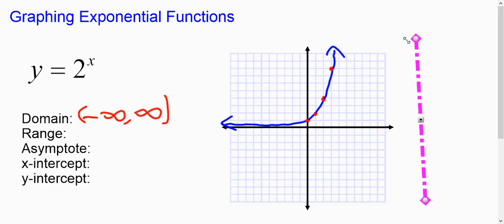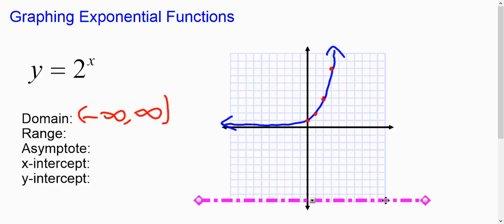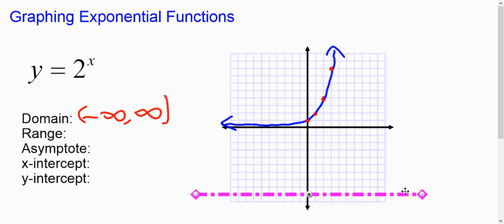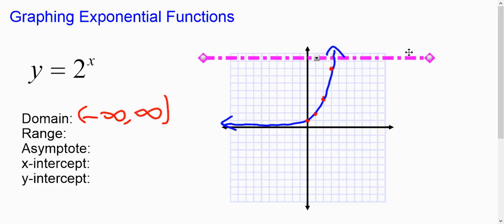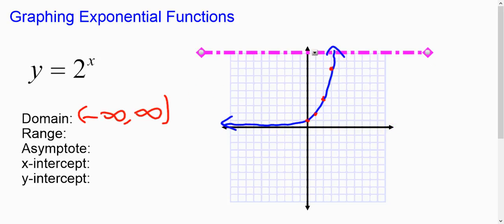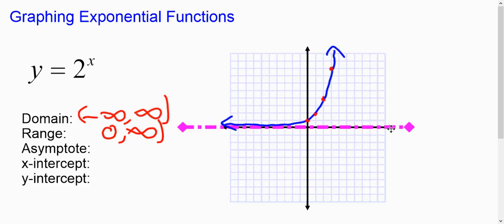Now remember, range is lowest to highest. So there's nothing down here. It starts right here when we're at 0, and then goes up forever. So that's 0 to infinity. We just have to check if we need a bracket or a parenthesis at 0. Do we ever get 0 as an answer? No. Since it never actually touches that, that's an asymptote, which is our next blank.